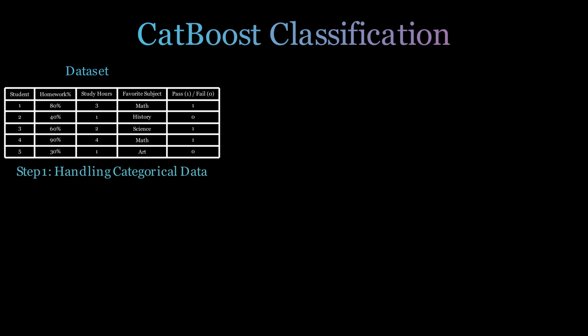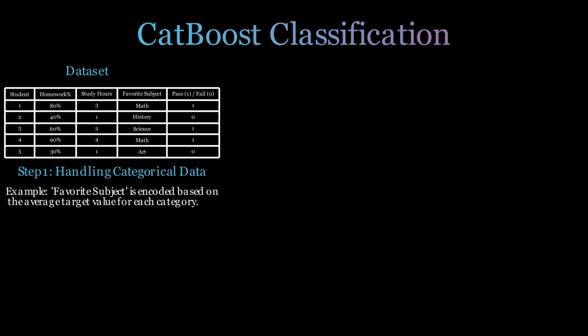CatBoost handles categorical data using a technique called ordered target encoding. It converts categorical features into numerical values based on the target variable. We start with an initial prediction. Since we don't know much about the students yet, we assume everyone has a 60% chance of passing.